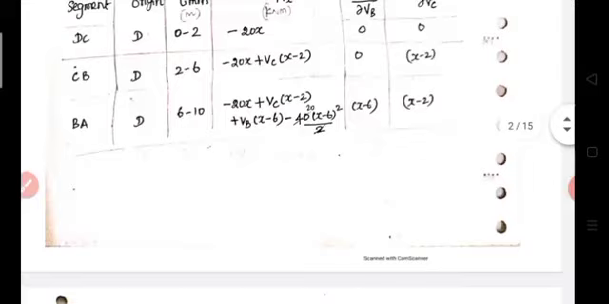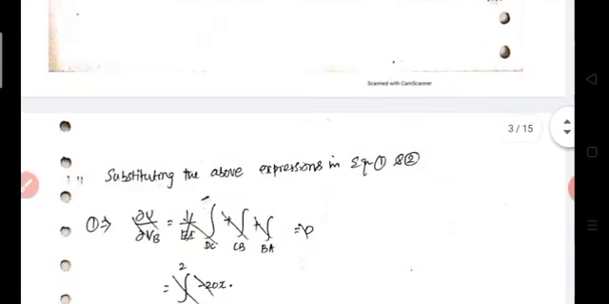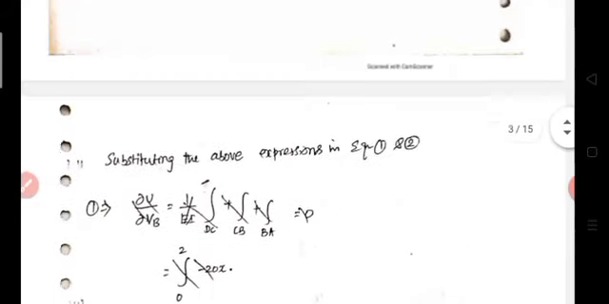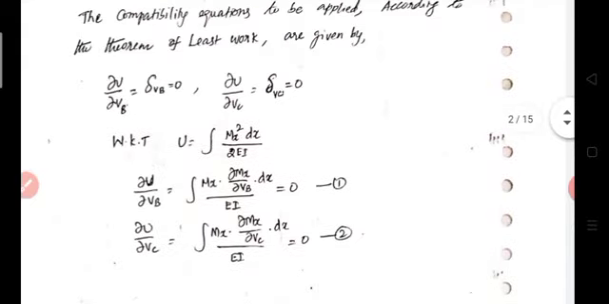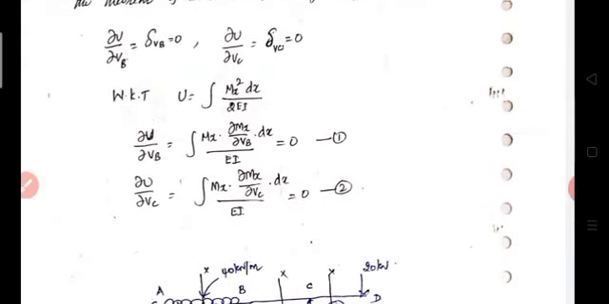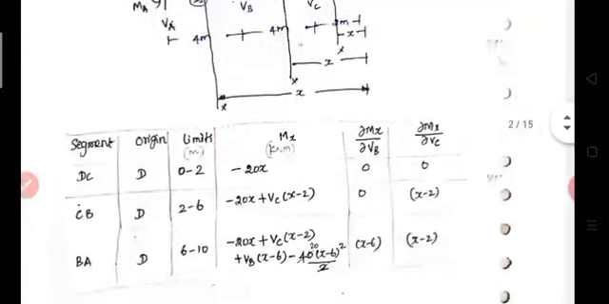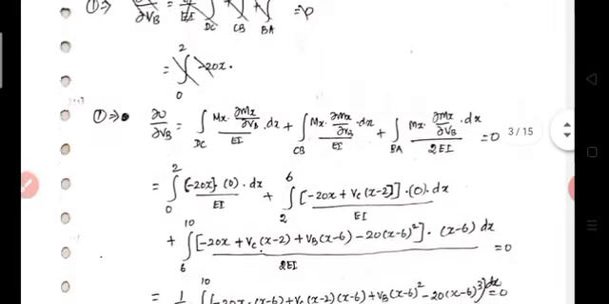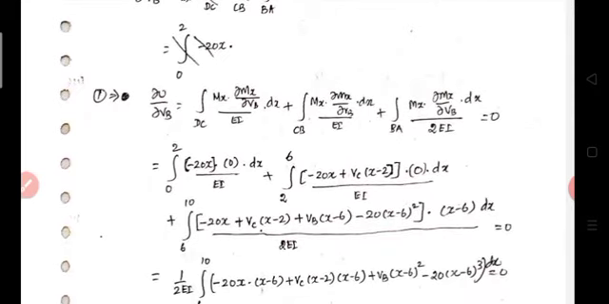Now substitute the above expressions in equations 1 and 2. So what is our equation 1? Equation 1 is the integration of Mx into dou Mx divided by dou Vb into dx divided by EI equal to 0. So dou U by dou Vb is equal to, the beam has 3 segments: one is DC, then CB, then BA. Add these segments and the sum is equal to 0.